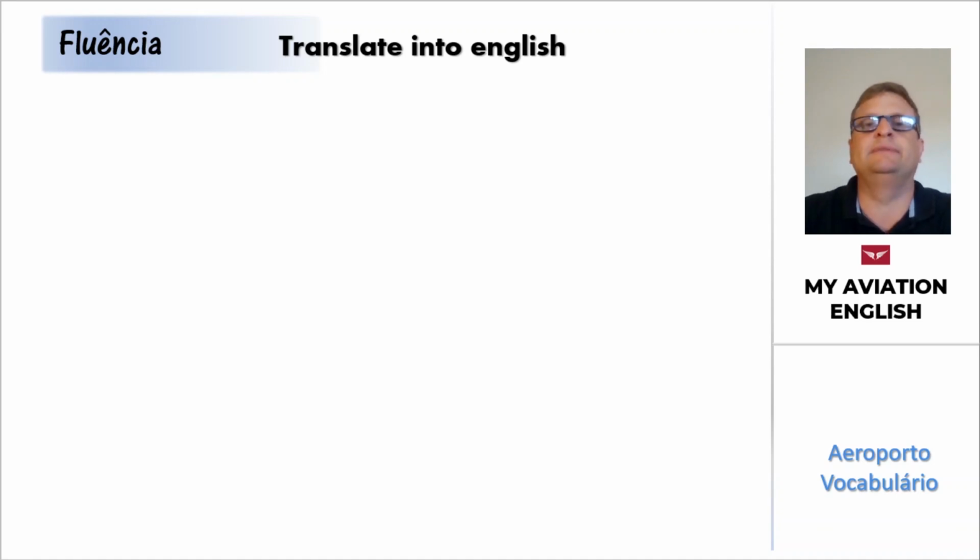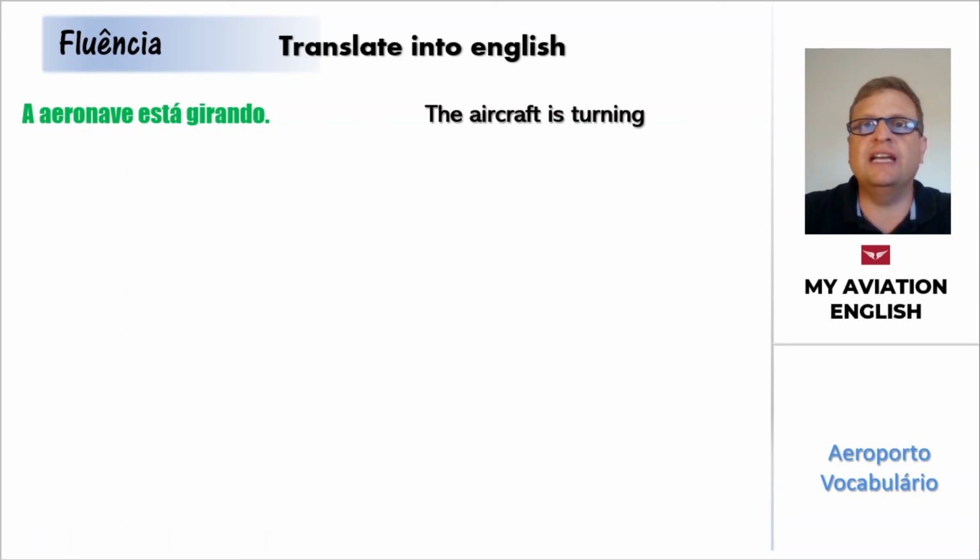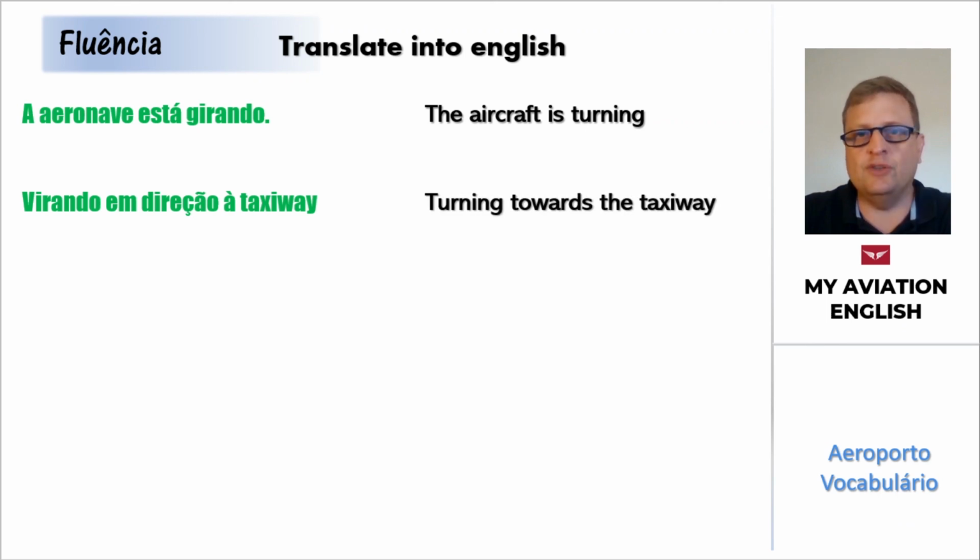Translating to English, again. A aeronave está girando. The aircraft is turning. Virando em direção à taxiway. Turning towards the taxiway. Tenta fazer a pronúncia certa, tá? Mexe a boca aí, porque quando você faz a pronúncia certa, você memoriza, você internaliza a palavra mais rápido. Turning towards the taxiway.